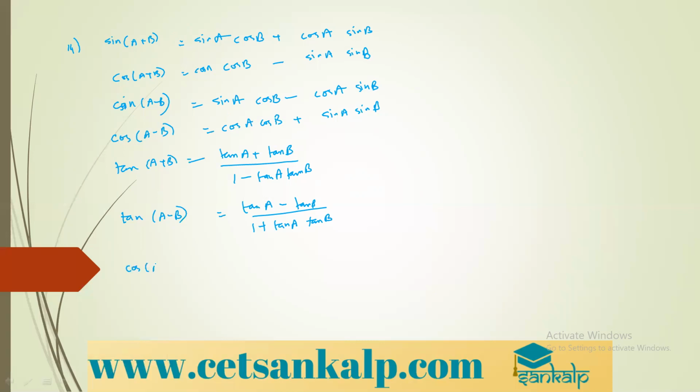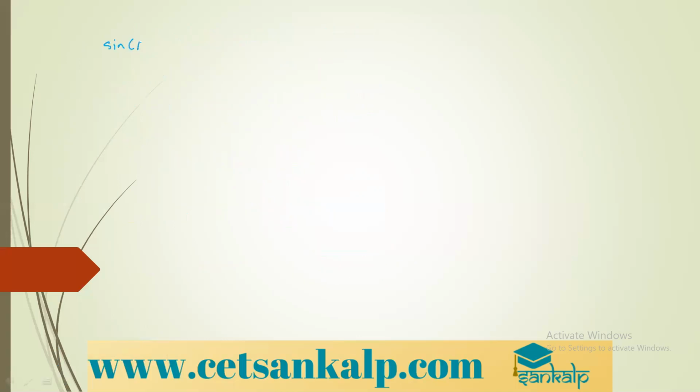Next formula is cos A plus B into cos A minus B is cos square A minus sin square B, or cos square B minus sin square A. On the next page, I will write similarly, sin A plus B into sin A minus B formula is sin square A minus sin square B, or cos square B minus cos square A.